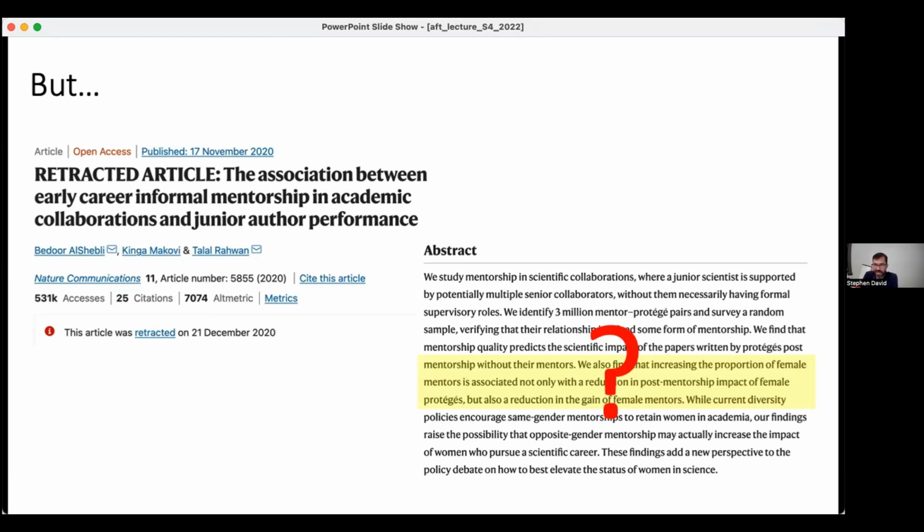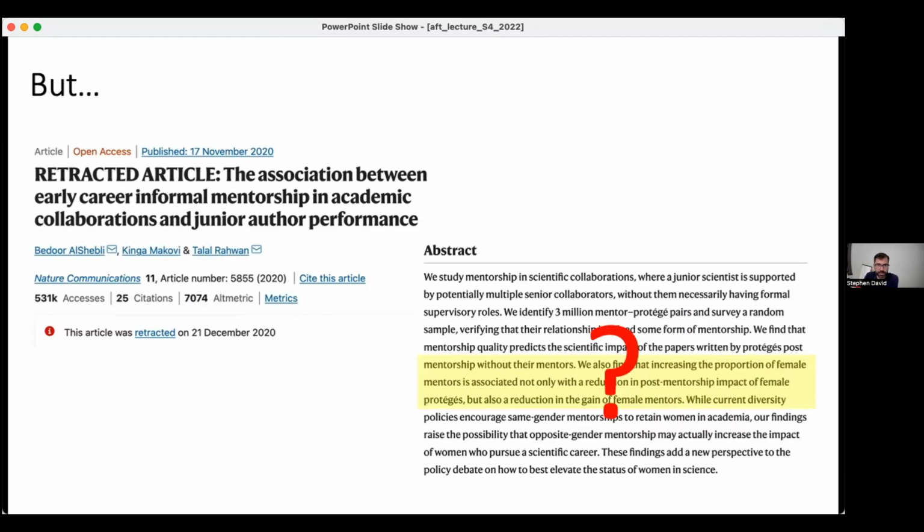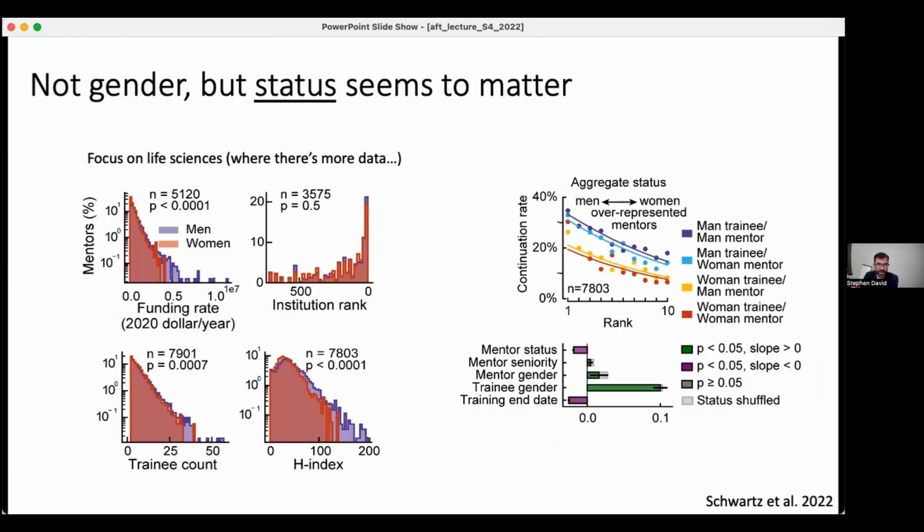But you can imagine, if this is how a paper making claims about the impact of mentor gender is going to be received, it makes us a little bit nervous about this particular analysis that we've got, because we're essentially replicating the result that was reported by this paper. So possibly to our relief, but also as a more nuanced description and understanding of this problem.